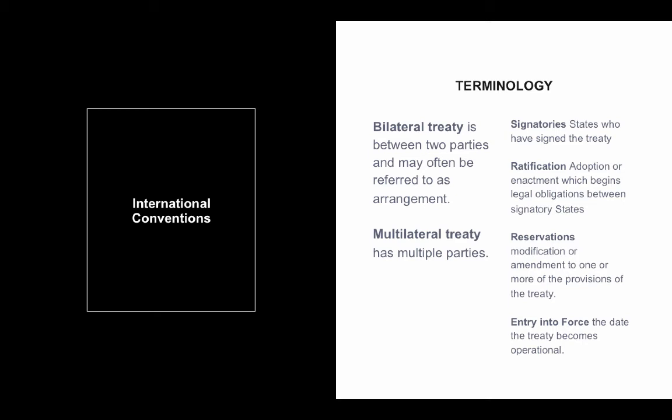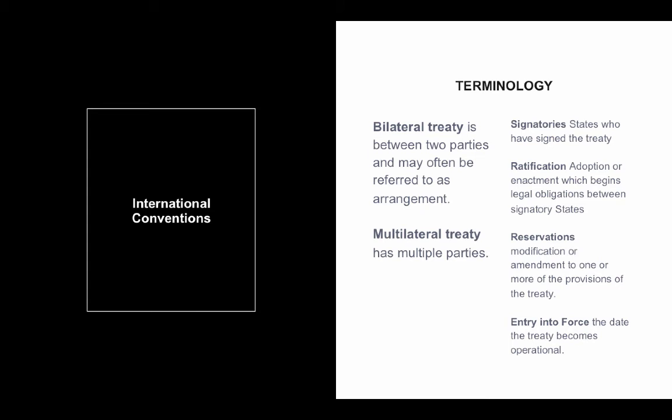Some states may make a formal declaration that upon signing the treaty, it's conditional on the modification or amendment of one or more of the provisions of the treaty. These are referred to as reservations. Entry into force is the date the treaty becomes operational. Sometimes these treaties require a certain number of ratifications before they enter into force.